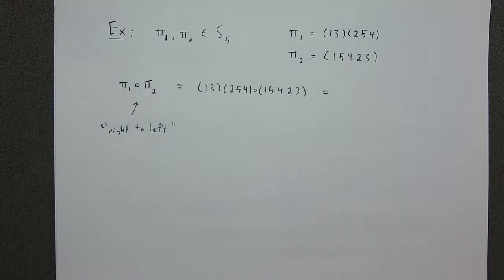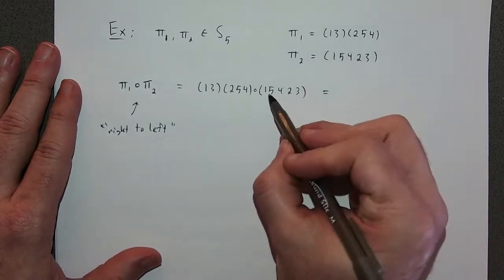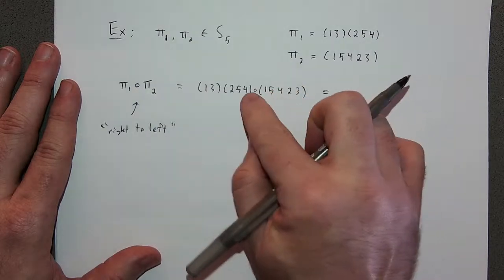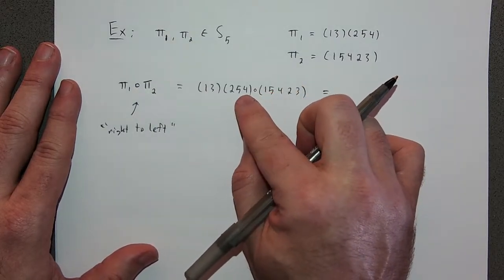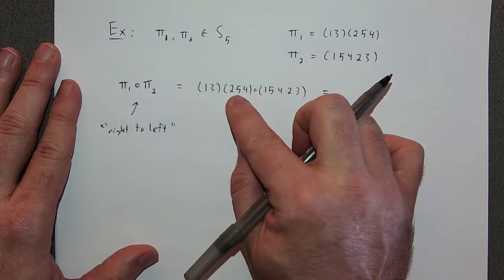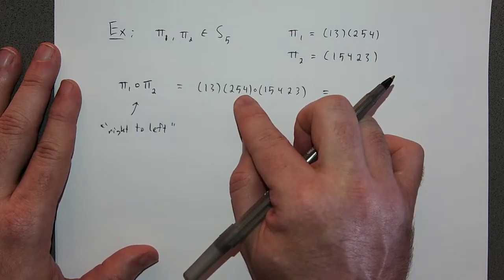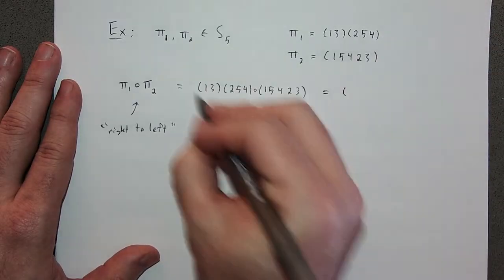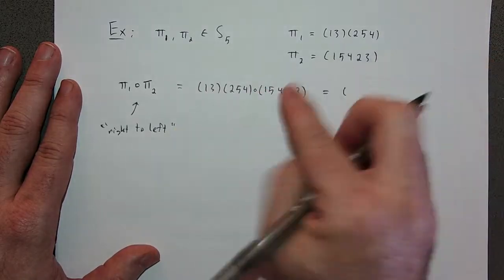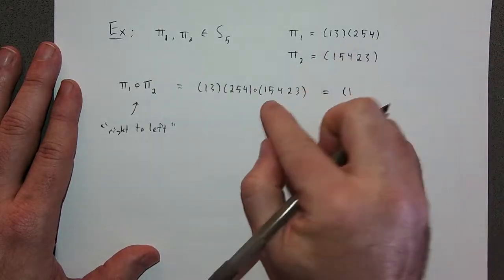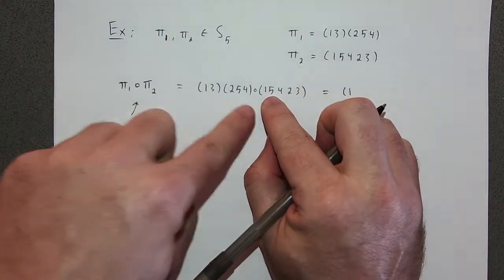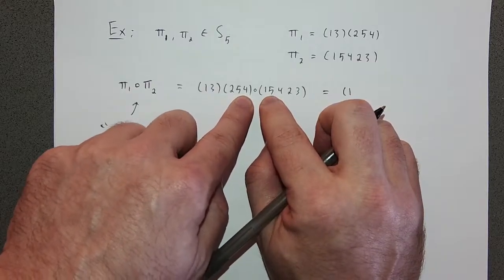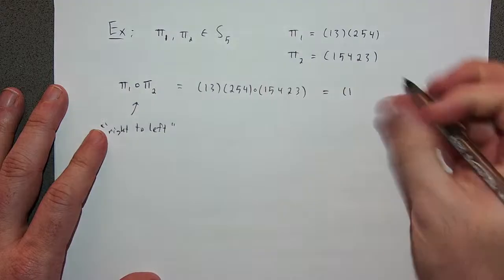So how does this work? I'm starting on the right here and I say 1 gets sent to 5. So then in the composition, I should see what 5 gets sent to. Well, 5 gets sent to 4. So I'm thinking in my head, I want to know what 1 gets sent to in this whole composition. Right to left. 1 gets sent to 5, but then in the composition, 5 gets sent to 4. So the ultimate result of this is that 1 gets sent to 4.